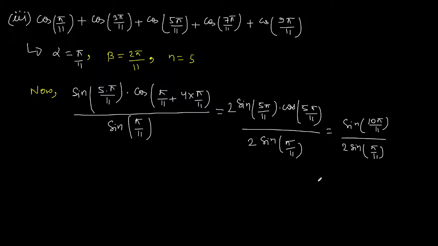If you see, this is nothing but sine pi minus pi by 11, whole divided by sine pi by 11. I think you consider that this and this will get cancelled. We are going to get 1 by 2. Okay.